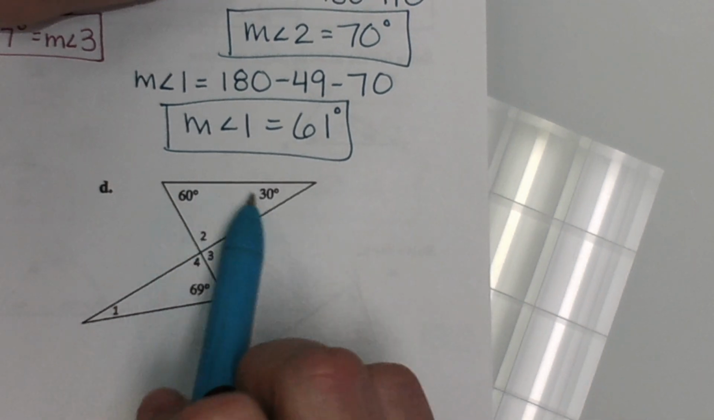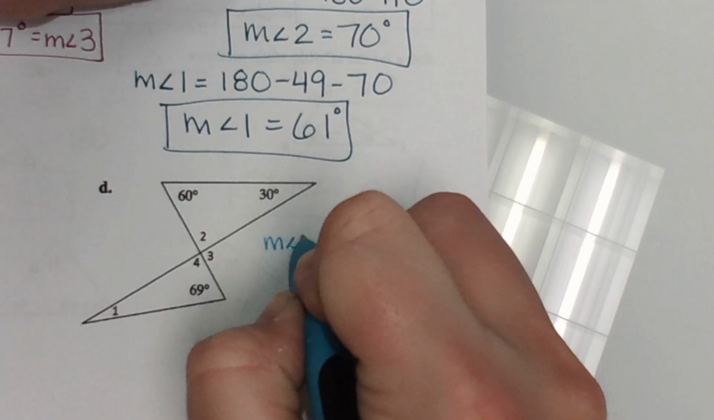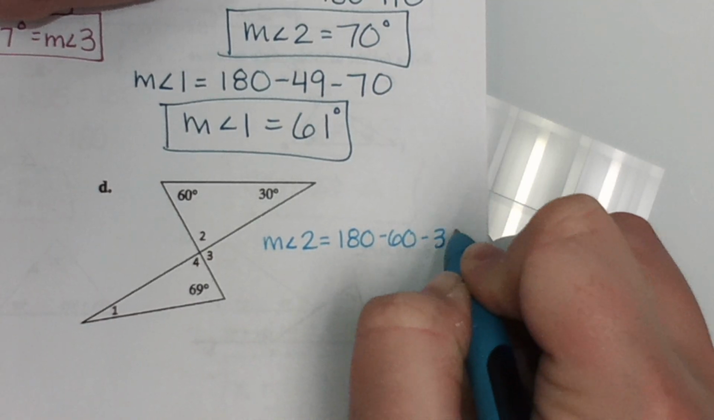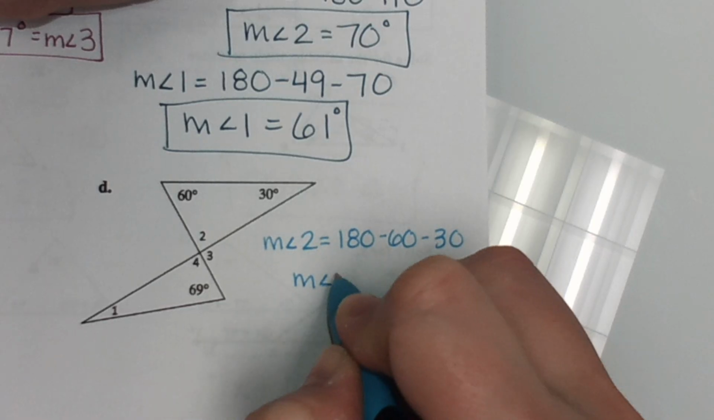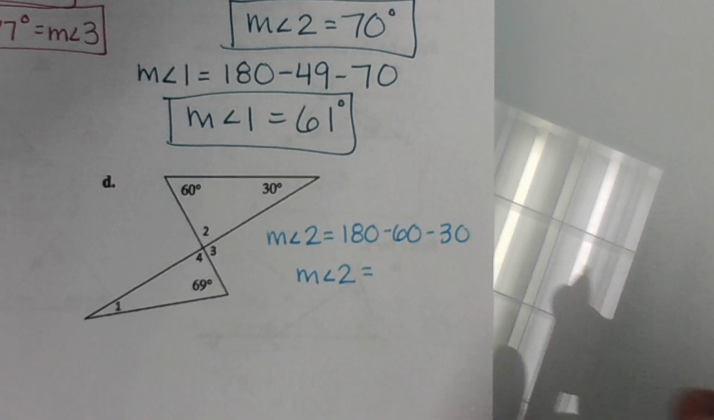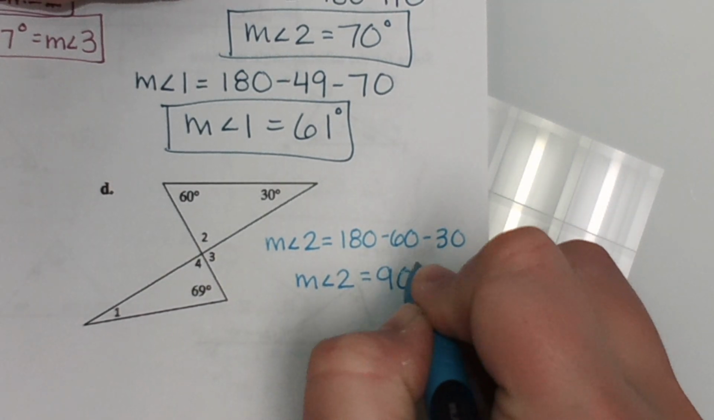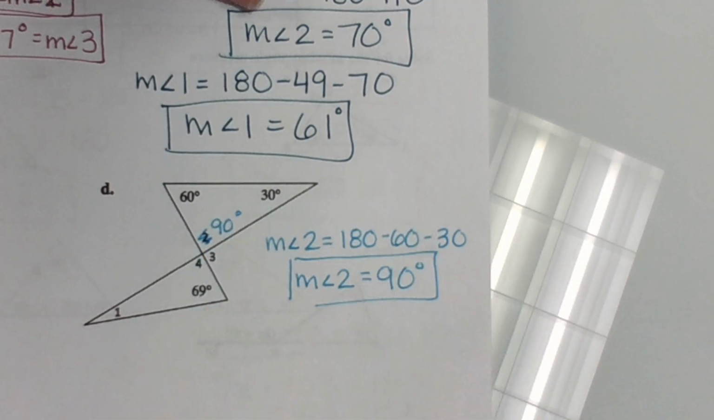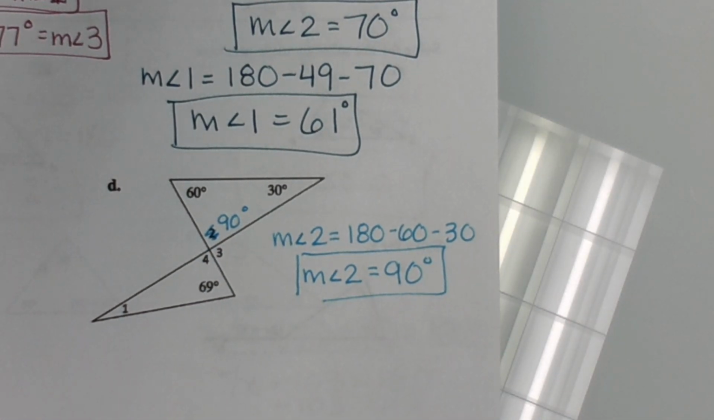2, because I know 2 angles in the triangle with it. Measure of angle 2 is equal to 180 minus the 2 I know in the triangle with it. 180 minus 60 minus 30. It's a 90-degree angle. I personally would go to find angle 4 next. Any thoughts as to why?